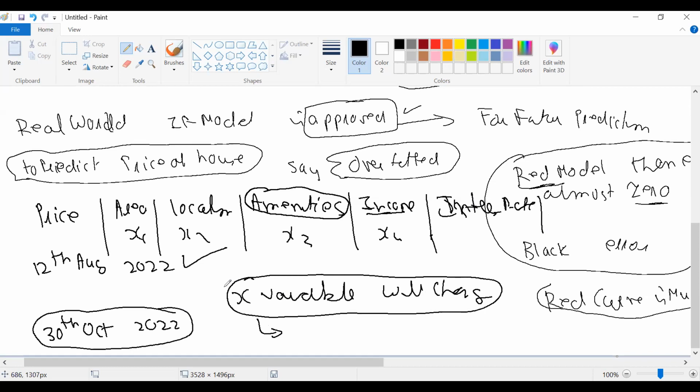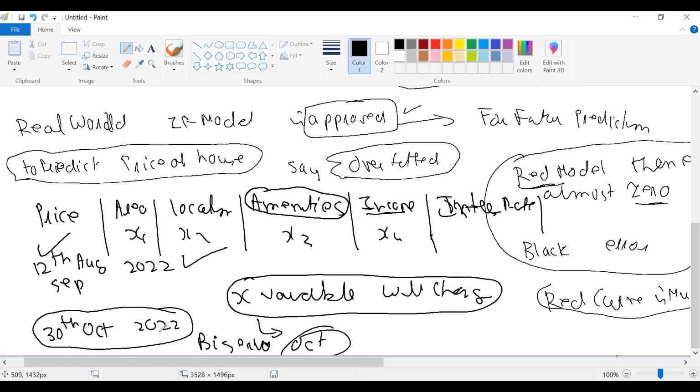Correct? Because Y is a function of X, and since your model is overfitted, a small change in X will result in large change in your Y. So the model which was working good in August and in September may start to give big errors by October. So now what would you do?